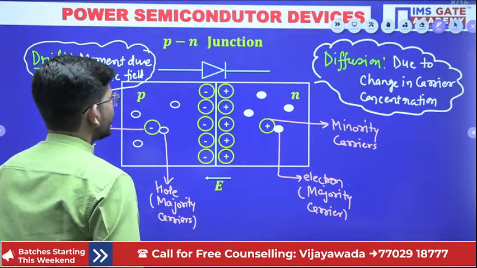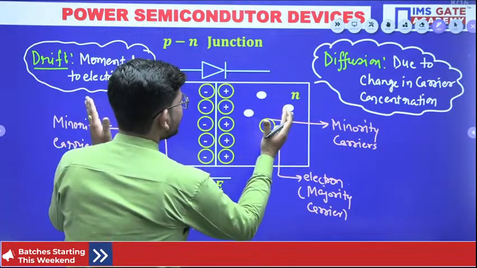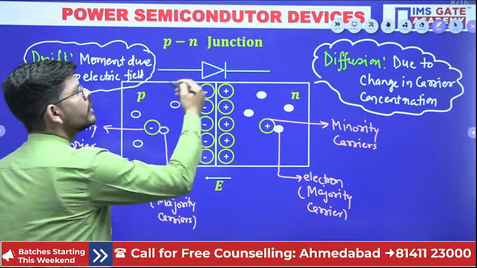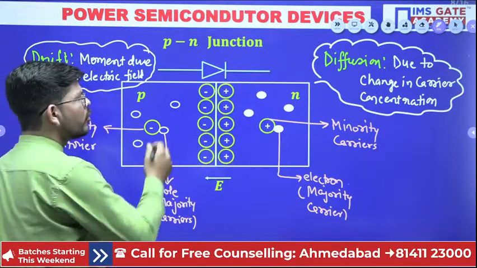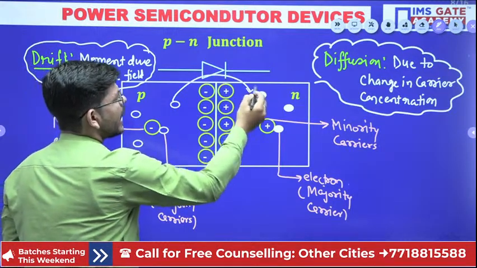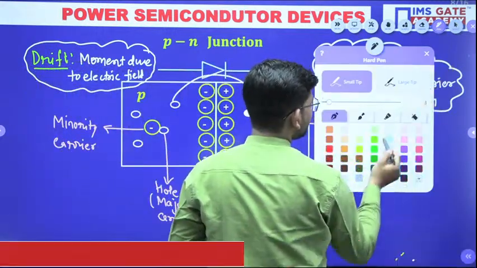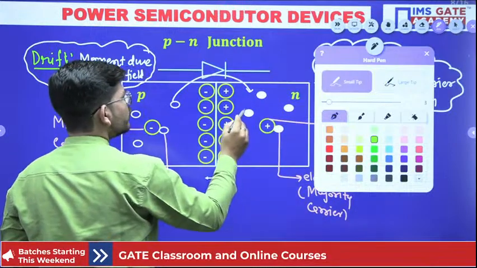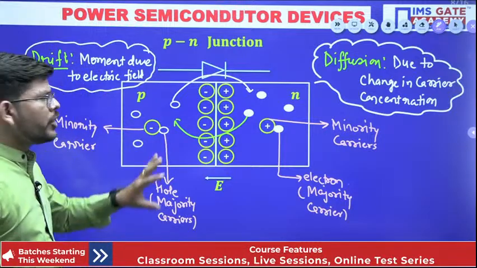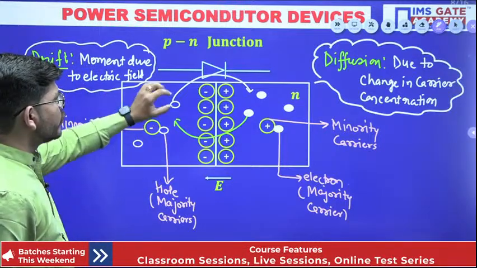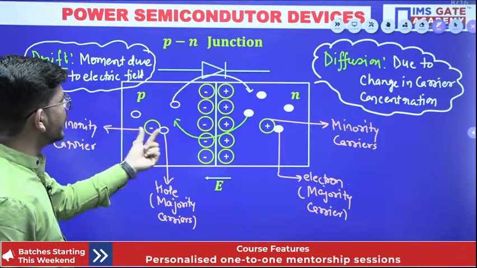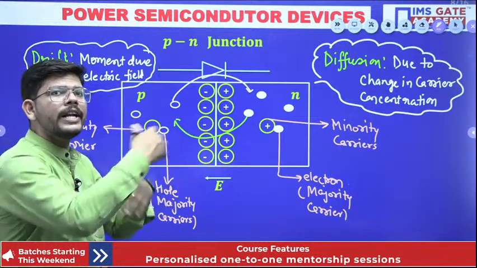So what will happen when we combine these P and N wafers? The holes will try to move to the N side, isn't it? And the electrons will try to move into the P side. Now due to their movement, what will happen? They will get diffused, and this boundary will be depleted of mobile carriers, because the ions are immobile, they are not ready to move.